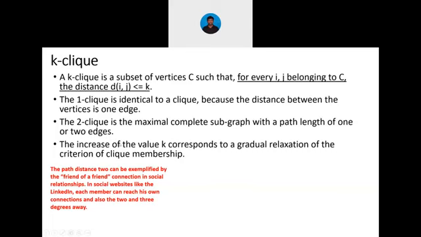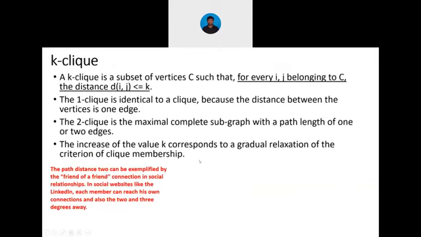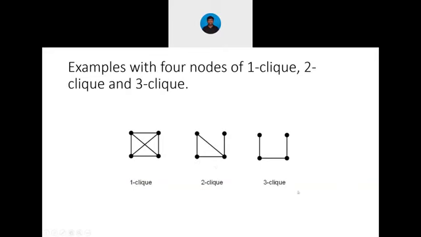I will show an example for this two-clique. The increase of the value k corresponds to a gradual relaxation of the criteria of clique membership. Say, for example, you consider this picture that I mentioned in the previous slide: one-clique, two-clique, and three-clique.